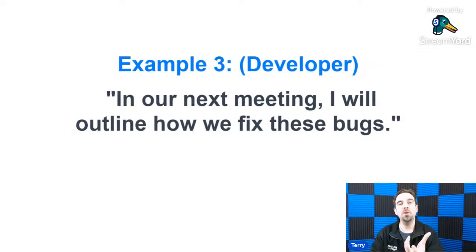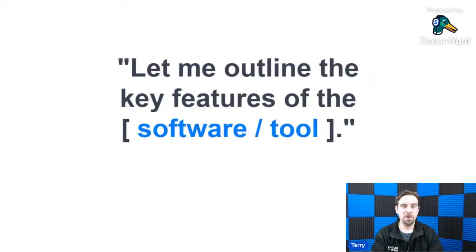Example 3 is, in our next meeting, I will outline how we fix these bugs. So again, this is just a good, useful verb for students who have a lower or intermediate level. That's especially the level I'm trying to help. Another way to say I will show is I will outline how we'll fix these bugs.